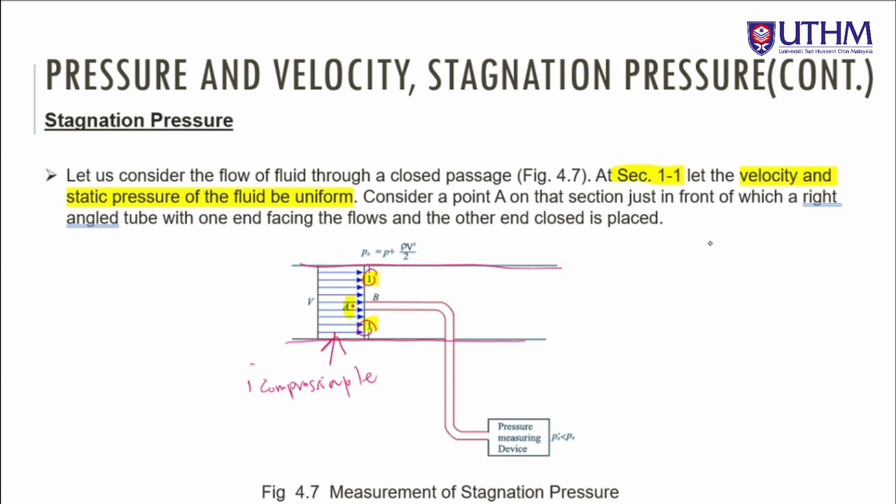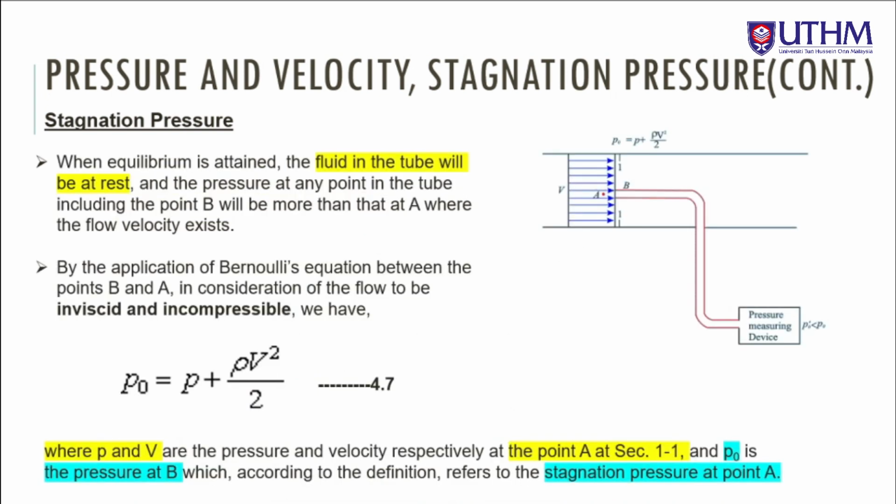Okay, at that section just in front of which is a right angle tube with one end facing the flow and the other end is closed kan, untuk di mana dia akan bertemu satu right angle, this right angle tube in which satu part dia face this flows, satu part lagi dia face di pressure measuring device or enclosed. Okay, so what is actually happen?